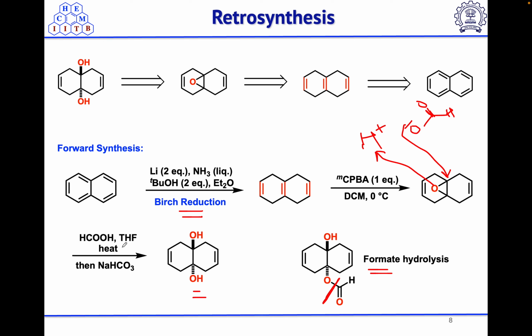So in formic acid mediated epoxide ring opening, through this formate intermediate you will get this 1,2 diol, and the relative stereochemistry is trans. Okay, so this is the major thing in this conversion.